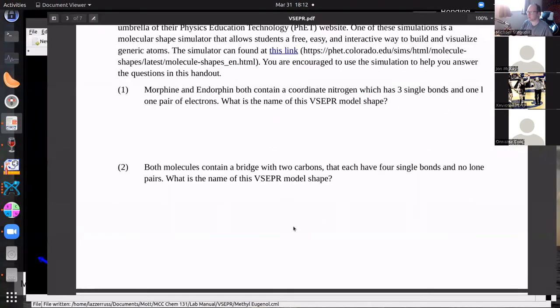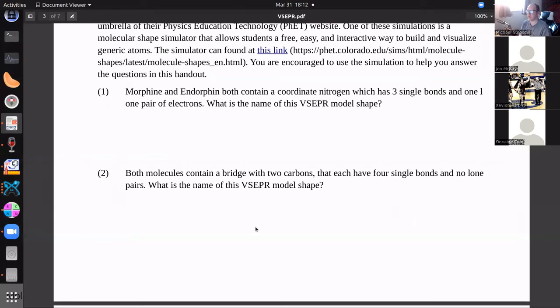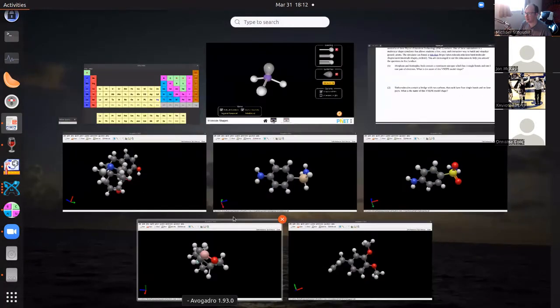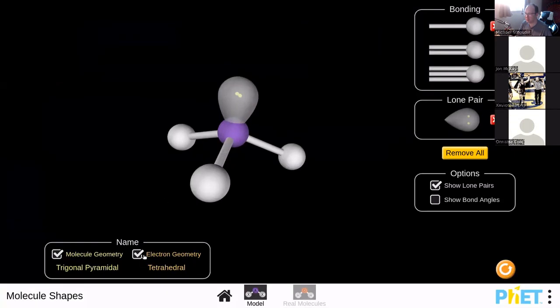Let's look at our next question. So what would be the answer to number one then? Would it be tetrahedron? It's really both, right? The molecular geometry would be the trigonal pyramidal, and the electronic geometry would be the tetrahedral.